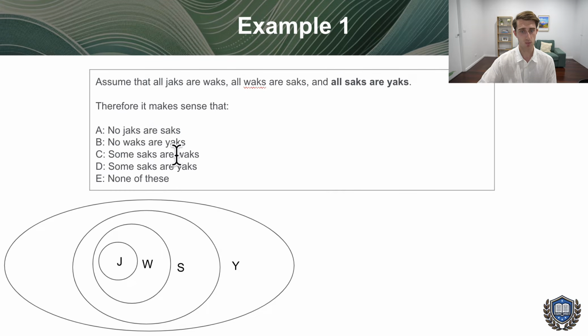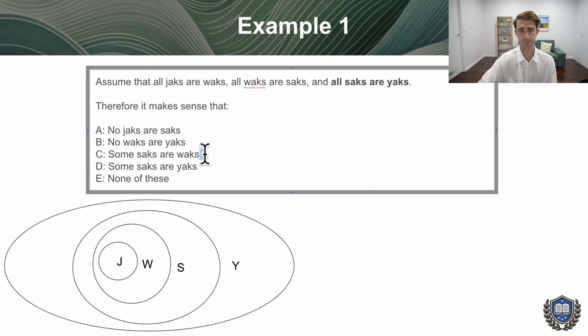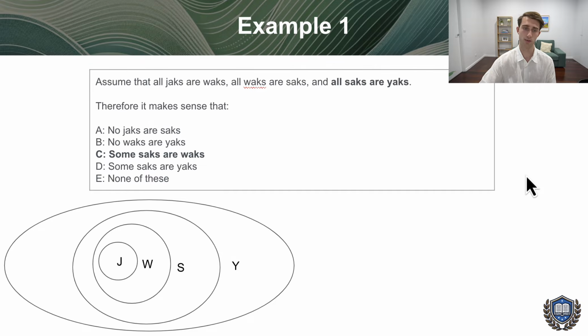C, some sacks are whacks. Some sacks are, in fact, whacks. And so that makes sense. Not all sacks are not whacks, but some are. And so C was correct here. D, some sacks are yaks. It's actually all sacks are yaks. So D is wrong as well. So C was the right answer here.